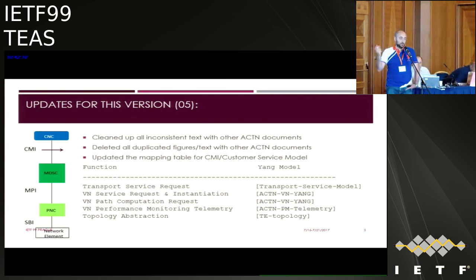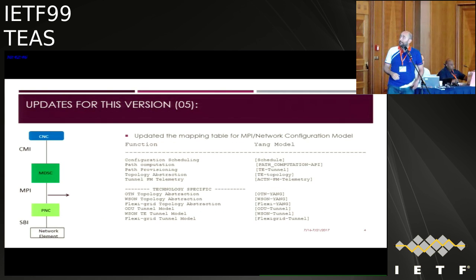Then the virtual network. This is the great news in the CMI. Basically, you can request for a VN service. You can request for the instantiation, just for a path computation, or performance monitoring, telemetry, and so on and so forth. One more thing, if I correctly remember, this is an optional feature over the CMI, is topology abstraction. So whether you are sitting on top of the MPI or the CMI, you can ask for topology.